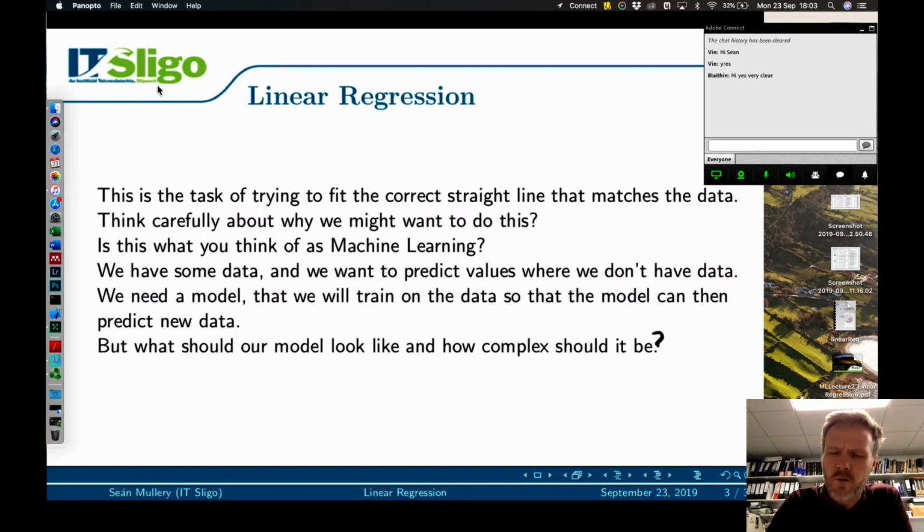So think carefully about why we might want to do this. Why would we want to fit a straight line to data that wasn't necessarily all on a straight line? It's maybe not what you think of as machine learning, but remember, when it comes to machine learning, what we're trying to do is learn a model of something so that we can then predict new values. So we have some data, and we want to predict values where we don't have data. When I say we have data, what we normally have is information, and we know the result of that information. So we know what type it is.